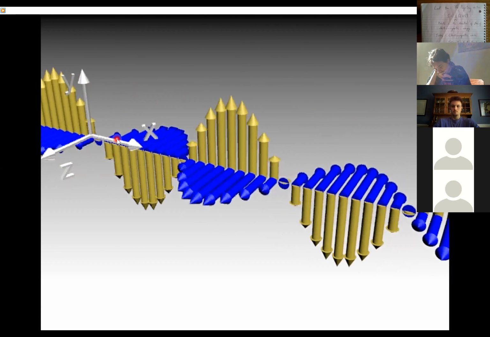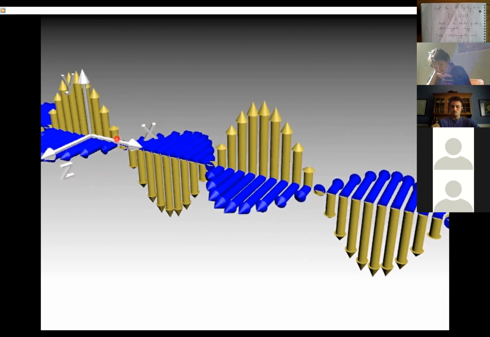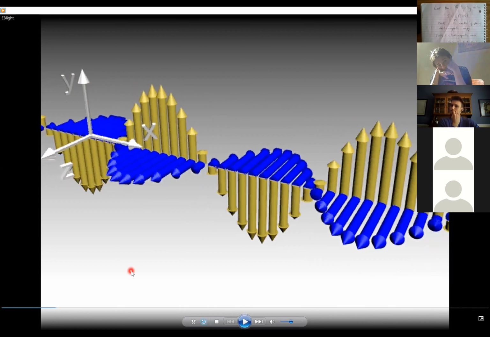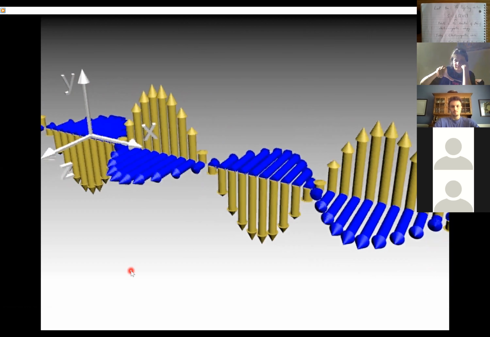So if you try that over here, let me just pause this for a moment. The gold one is the E field. So curl from the gold to the blue, and you see that your thumb points in the positive X direction. It is pointing in the direction that the wave is moving. That is the direction in which the electromagnetic wave is transferring energy.